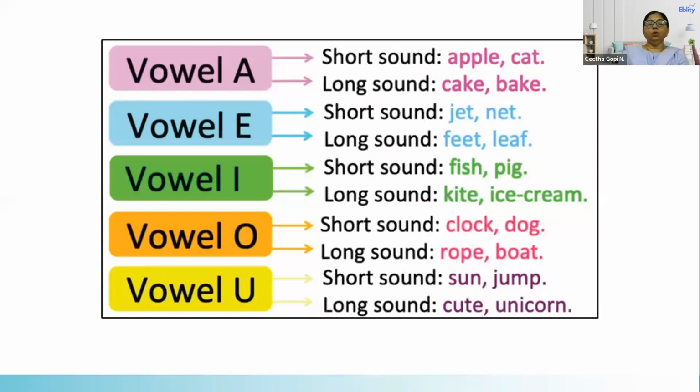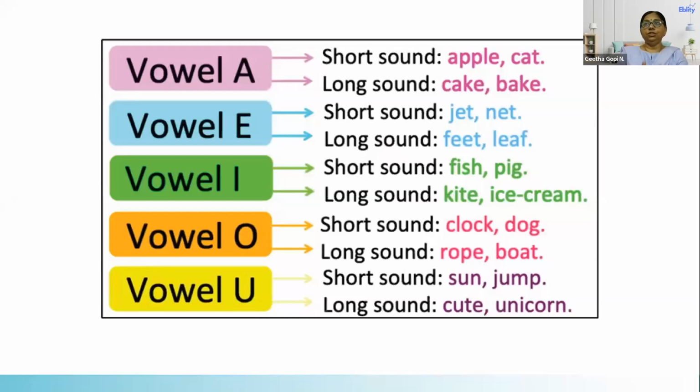Same goes with vowel I. When you say the I sound, that's the short sound. When you say I itself, then that's the long sound, and there are different combinations where this happens. Same with vowel O. Vowel O is slightly difficult because the short and the long sound are very, very close together. So again, here you really have to work on the short and long sounds carefully with the kids.